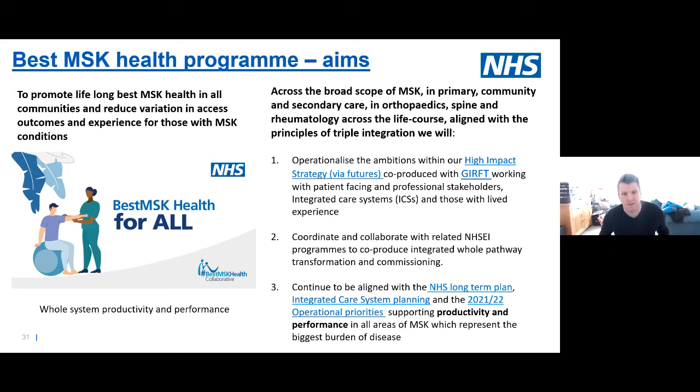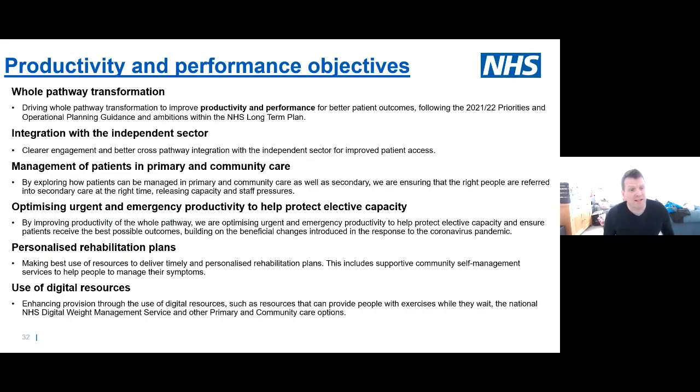Next slide, please. I think as already reflected in the previous presentations, this requires whole pathway transformation across primary and community care, aligning with the independent sector, balancing urgent and emergency care with elective care provision, and making best use of digital resources, new technologies and the beneficial exchanges we've experienced during the pandemic. We need to mitigate risk, we need to control demand, and we need to make best use of capacity, but they are all quite cold words. We have to have a constant focus on high quality care and optimal patient experience.